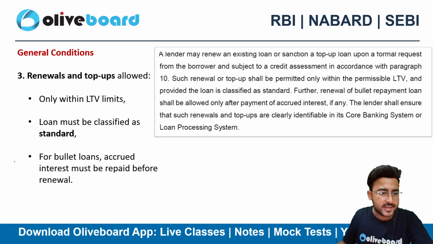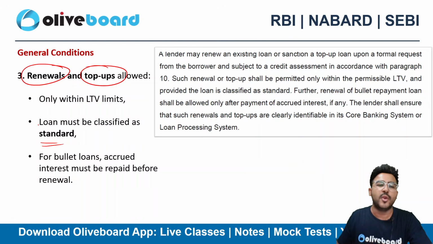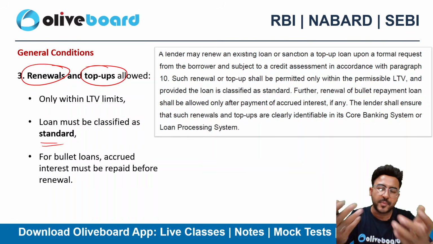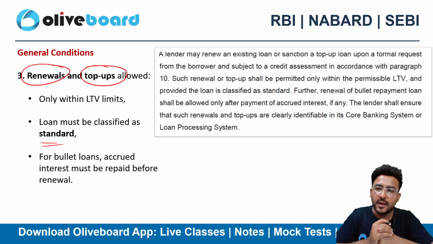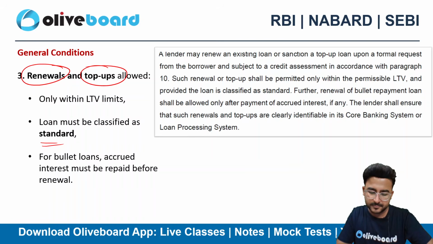Loan must be classified as standard. Obviously, if you are renewing your loan or taking a top up, then the loan needs to be classified as a standard asset. You cannot renew your loan or take a top up on the basis of an earlier loan which in itself is an NPA, right? That's not possible.